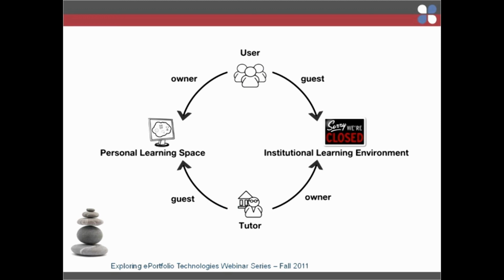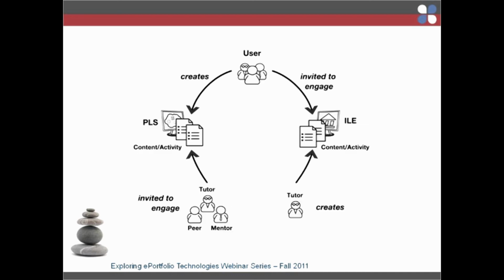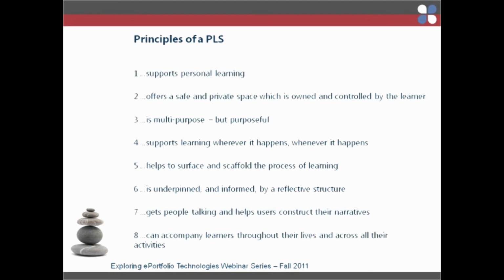And what it gets away from is this idea that typically in an institutional learning environment, like what you call an LMS, often after you've finished a module or course or you've graduated, it's closed off to you and you can no longer access things. Whereas with the personal learning space, the idea is both teachers, mentors, students have an equal relationship in the system. They create things and they share them with each other and they get feedback and support.